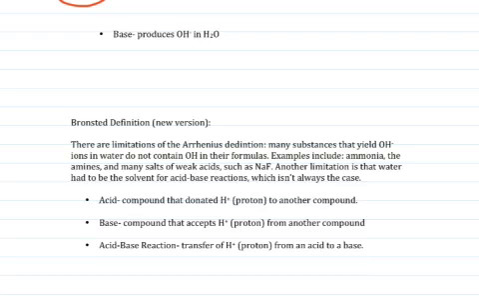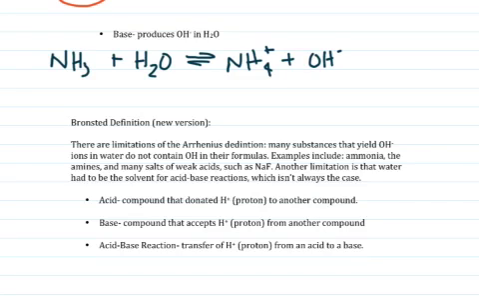Now for the base, it produces hydroxide in water. For example, we have ammonia with water forming ammonium and hydroxide. The hydrogen comes off of the water to form ammonium. So because the hydrogen is coming off of the water, water is our acid and our ammonia is our base, based off of this definition. And because the hydrogen comes off of the water, it forms the hydroxide.